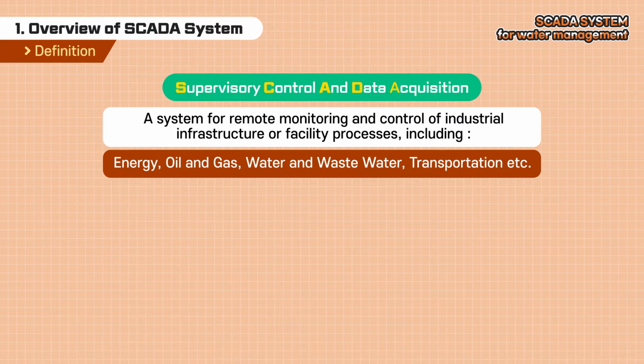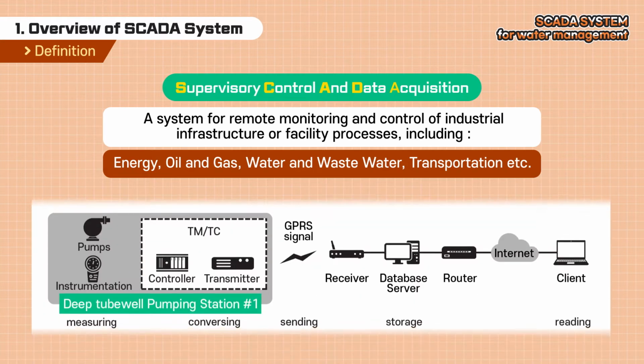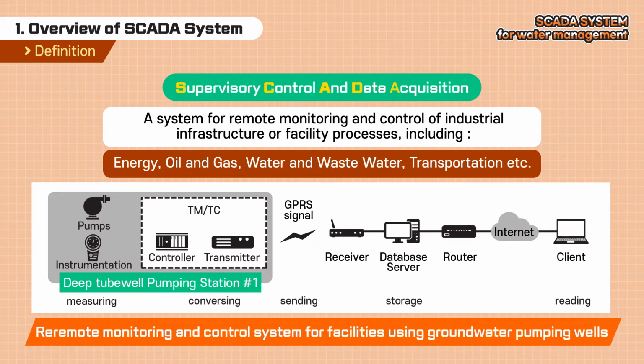The following shows a configuration diagram of a remote monitoring and control system for facilities using groundwater pumping wells. Data is acquired from the field instrument, transmitted in real time to a remote site, central control center, through the TM, TC, and communication modem and stored in a database, and the necessary data is then provided to clients.